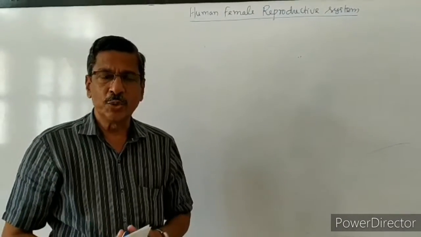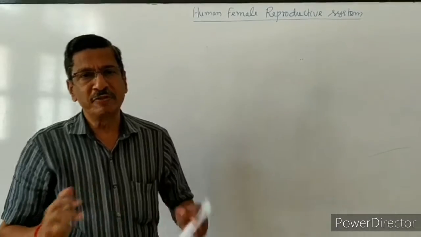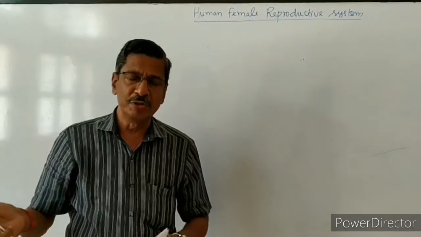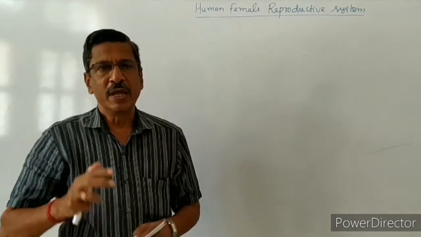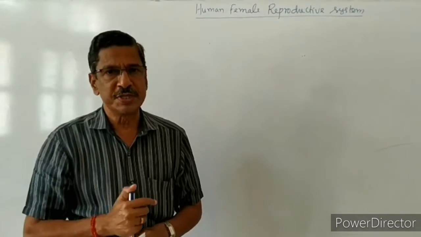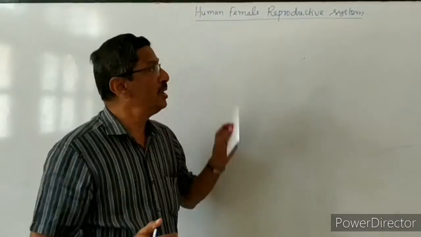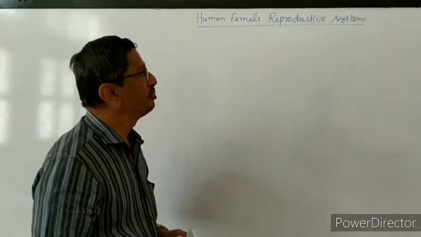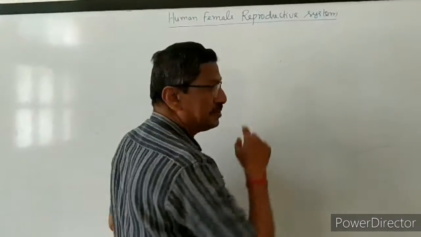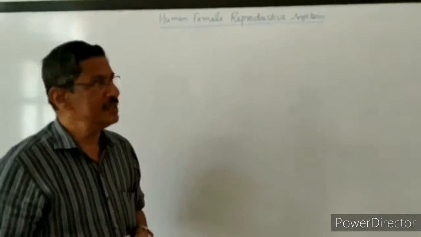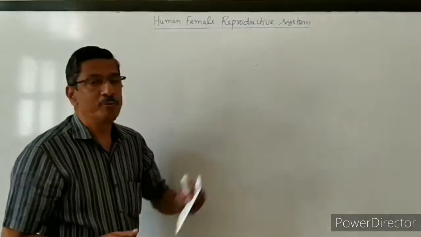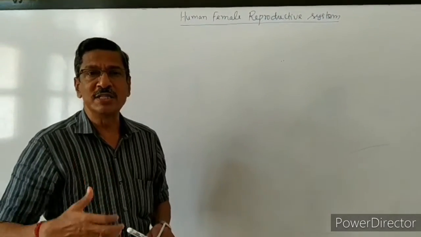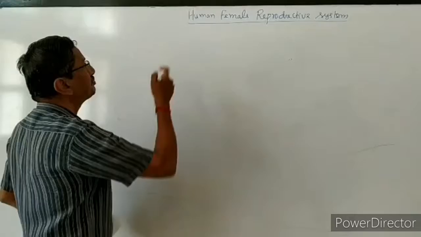Now, as I have told, in the human population, two different types of individuals are there, male individuals and female individuals. In male individuals, the male reproductive system will be there. In female individuals, the female reproductive system will be there. System means a group of organs. So, for the female reproductive system, what organs are included? First, we have to study.